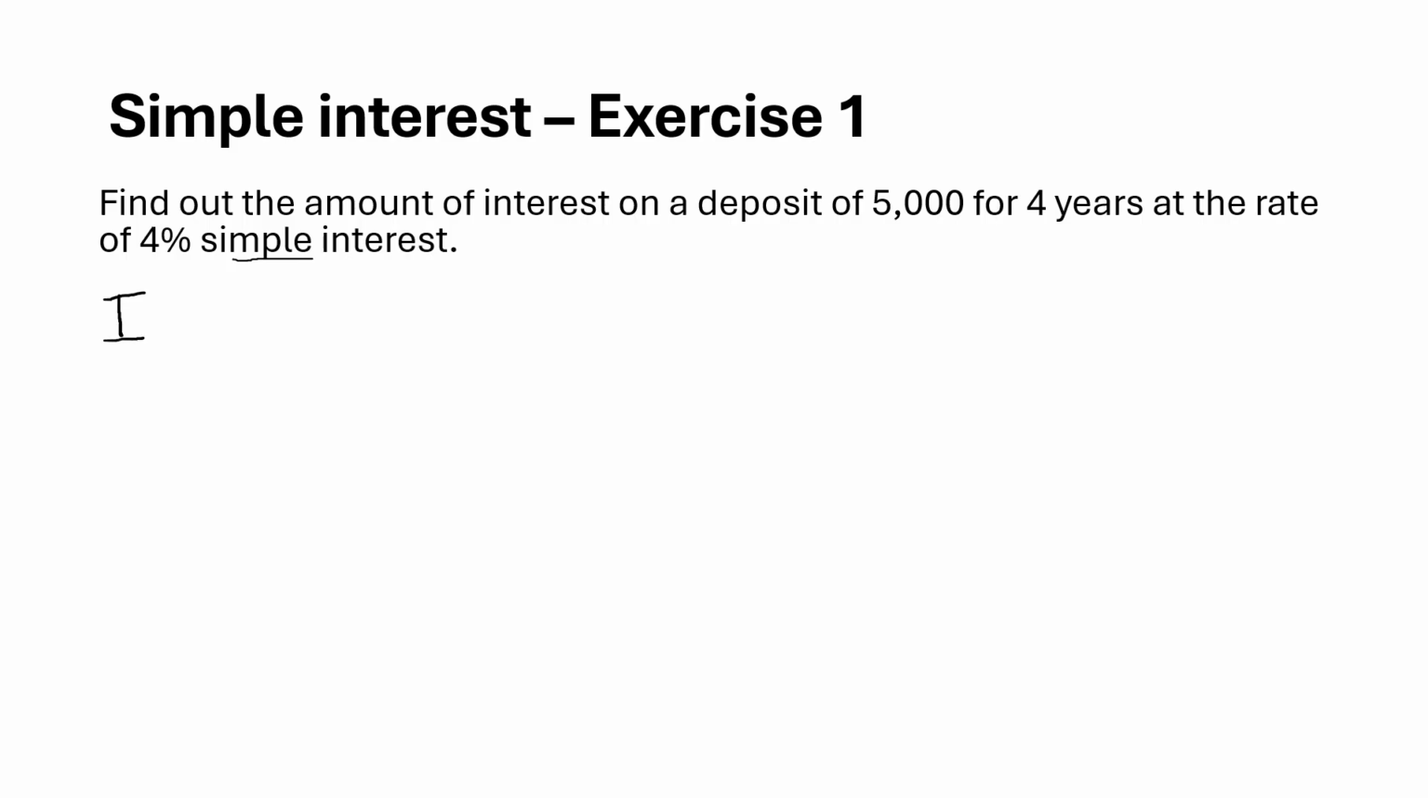I is equal to P multiplied by R multiplied by T. Now we have written the formula. Now we will substitute whatever figure is available. So here we will write, what is my I? I is not given, so I need to calculate. What is my P? P means the amount deposited. Here you can see we have deposited 5000. So my P is 5000.